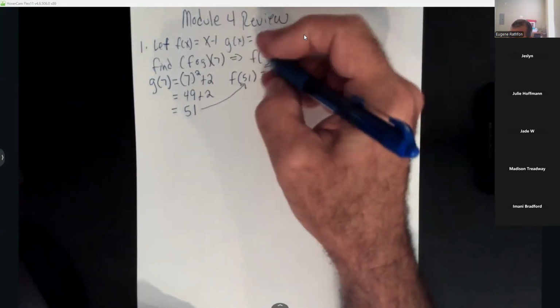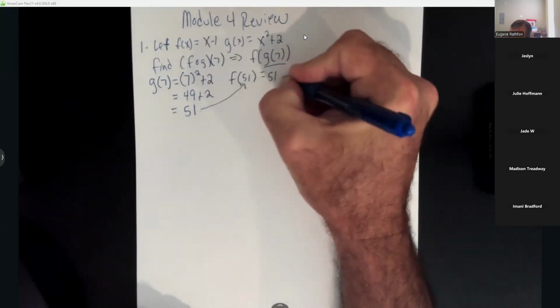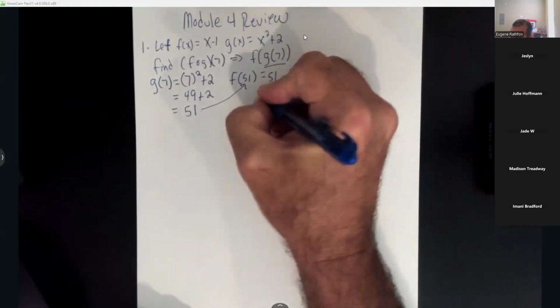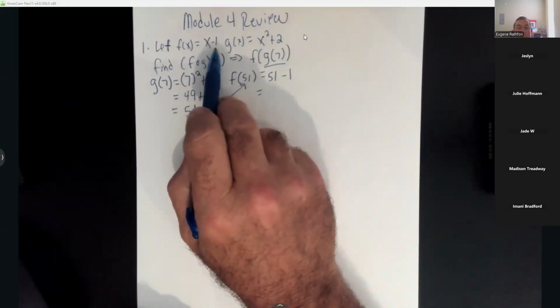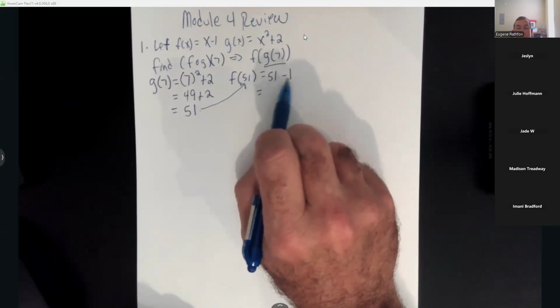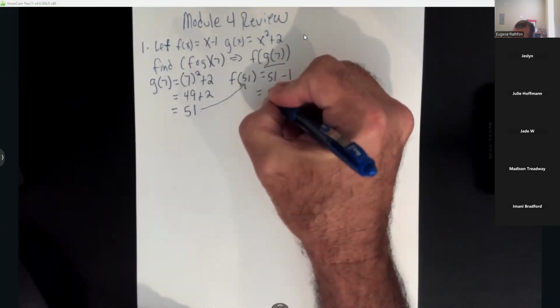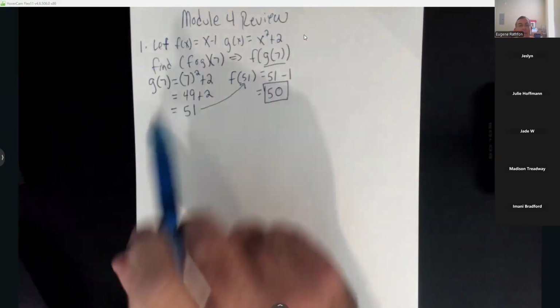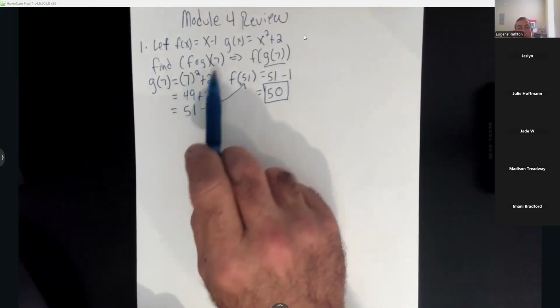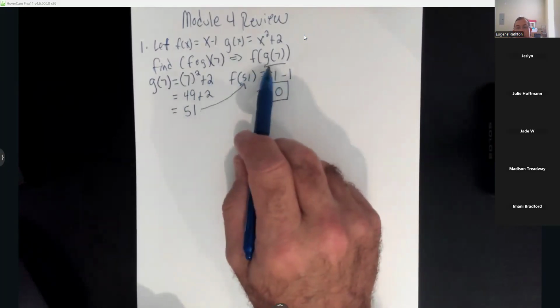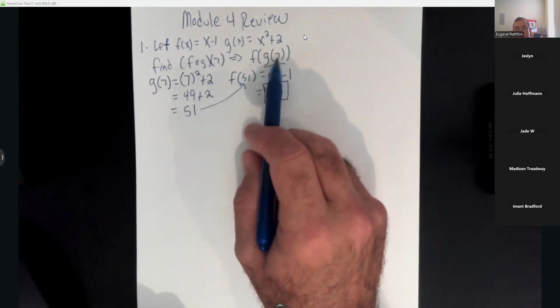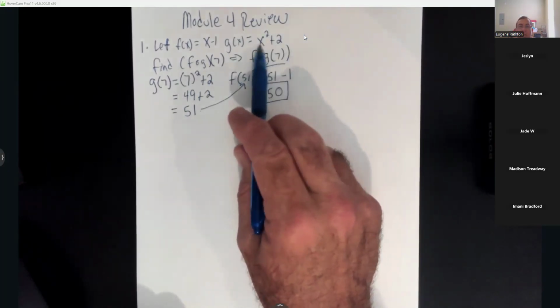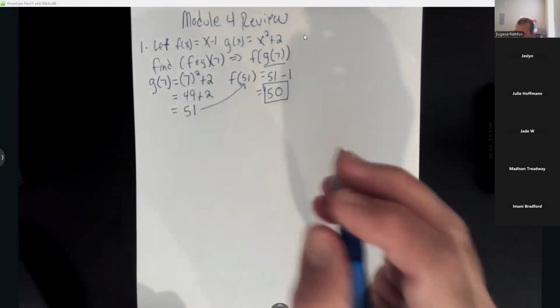So putting a 51 in for the x, I'm going to have 51 minus 1. Right? 51 minus 1, that's what we got. And then 51 minus 1 gives us 50. Final answer. Okay, so number one, they're going to give you a number to find. And like I said, you find the innermost function, get that answer, put it into the f, okay?